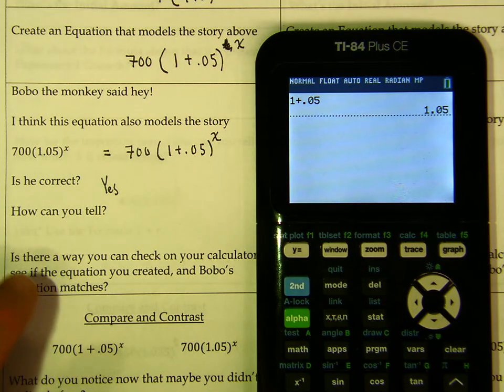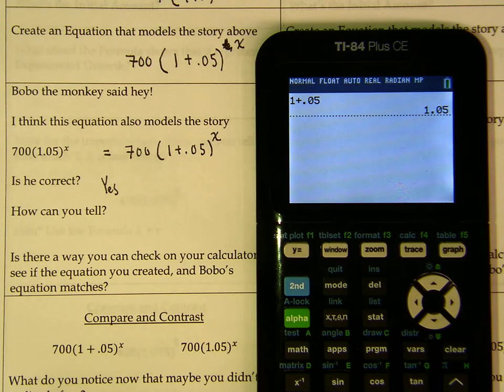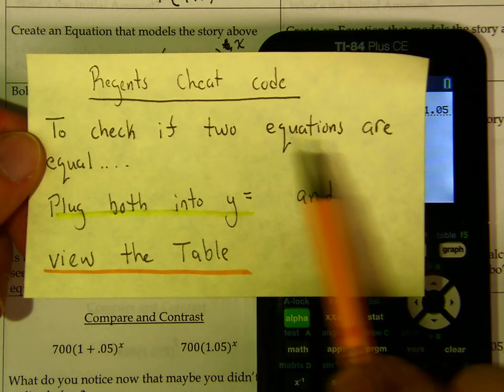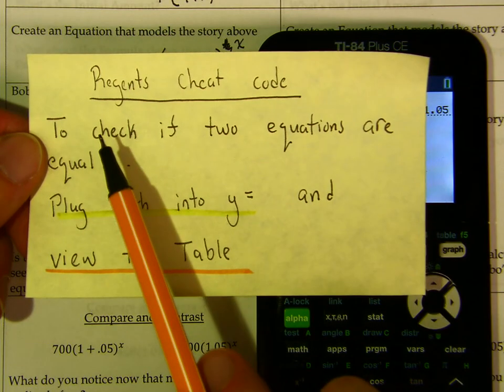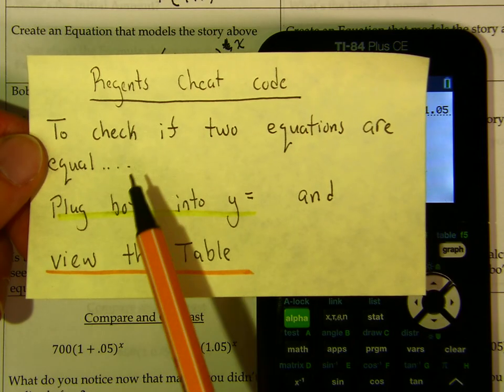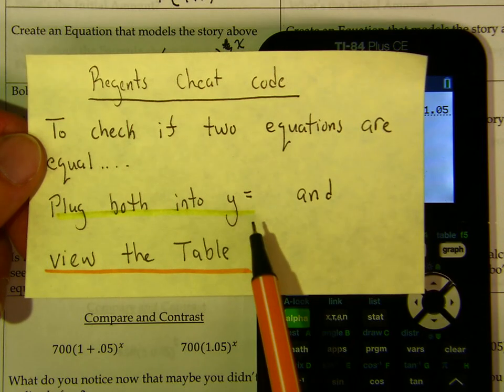But the most important thing is, and this is a Regents cheat code, if you know how to do this on the Regents, you're going to score points. How can you check to see if two equations are equal? What you do is you plug it into y equals and view the table. So let's take a look.